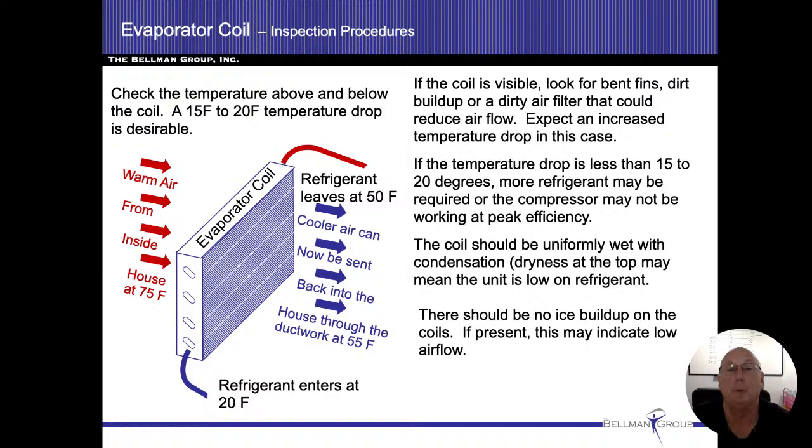The coil should be uniformly wet with condensation, and you're only going to see that on the underside. You're not going to see that on the top side. Definitely, there's not going to be any ice buildup. If we see ice anywhere, whether it's on the refrigerant lines or on the coil itself, we're low on refrigerant, all right? So ice buildup is the number one indicator for low refrigerant.